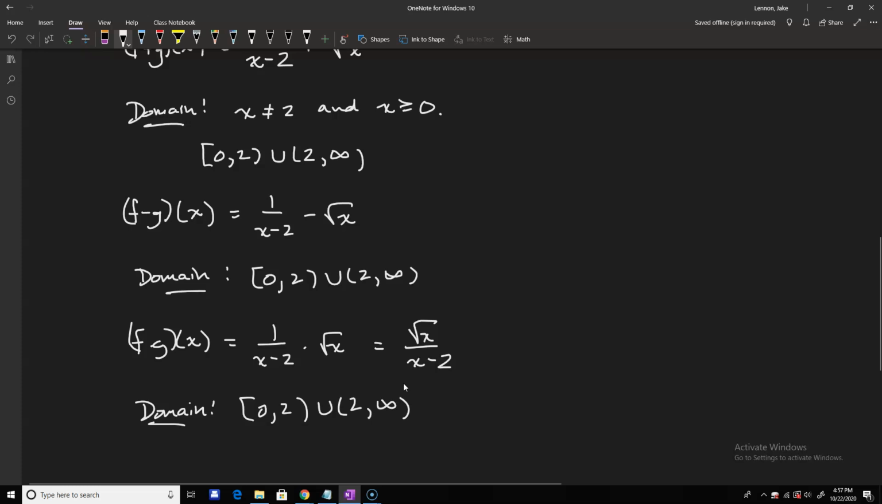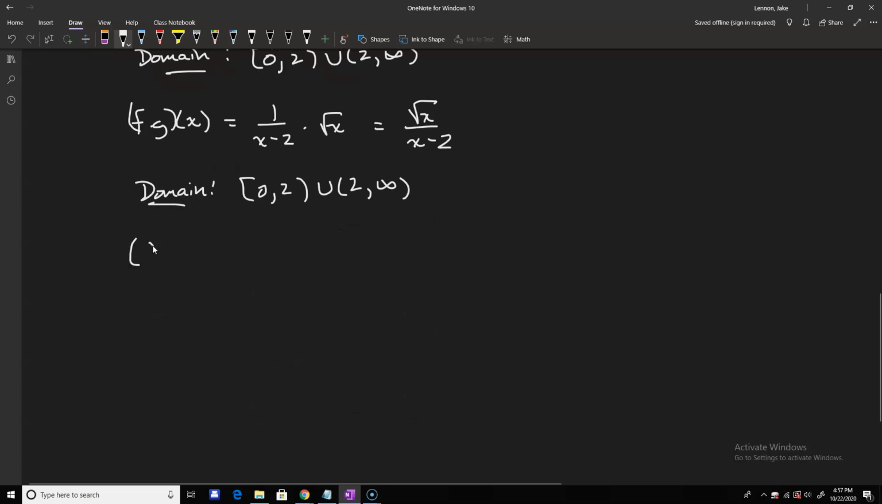And in the very last one, we need to do the division. So we have f over g of x, which is 1 over x minus 2, divided by the square root of x, which is the same as multiplying by the reciprocal. So that's 1 over x minus 2 times 1 over the square root of x, and that will put that square root of x on the denominator.